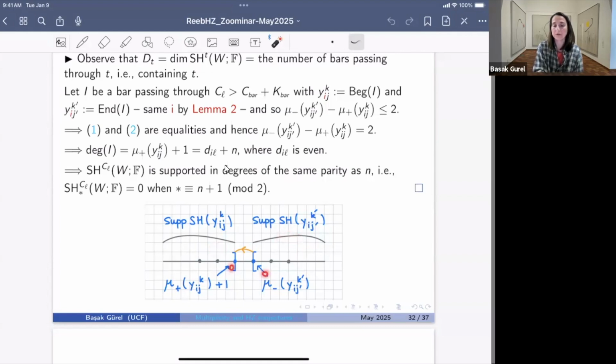These are the limits, the higher limit for this guy and the lower limit for this guy. And so this is the only bar you can have, basically. So it tells me this is precisely that. Let's remember that these guys are even. So this is exactly what I wanted to prove, that this is supported in degrees precisely the same parity as n. So in other words, this is 0 when the star is n plus 1.